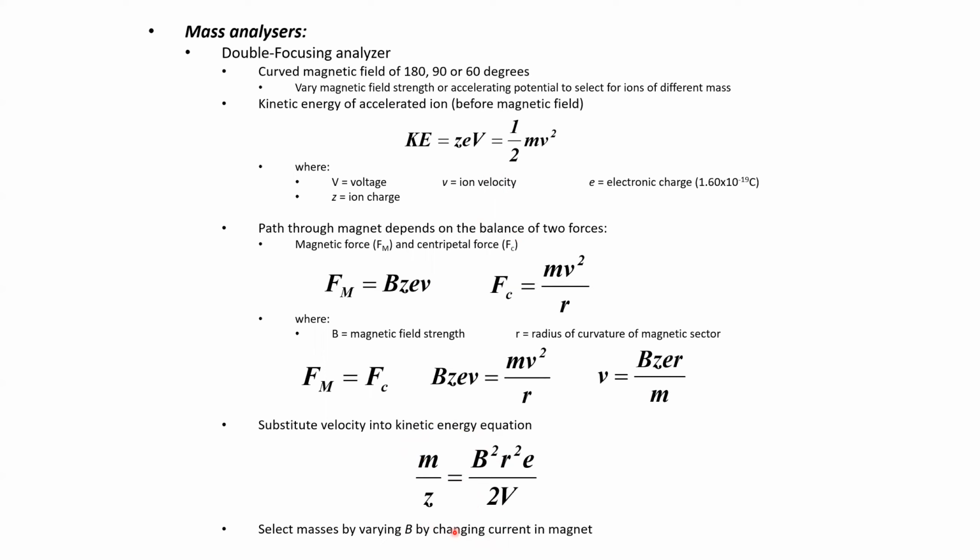And so we can select masses by varying the current in the magnet. So we can see here m over z. So this is mass over charge. That's what we measure in a mass spectrometer. And we can see that r is not really going to change. e never changes, and V is not going to change. Well, V we can change. But generally we keep these three all the same. And then B, by changing the current of the magnet, we can select different masses.